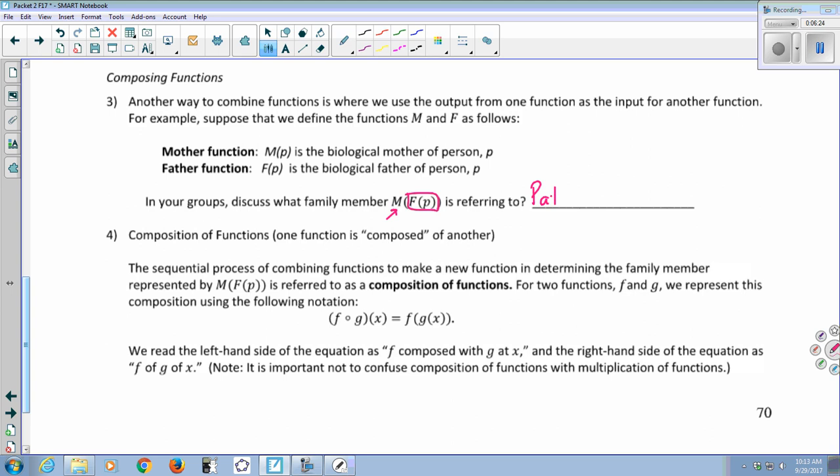We'll say it's the paternal grandmother of person p. The mother of the father of p.